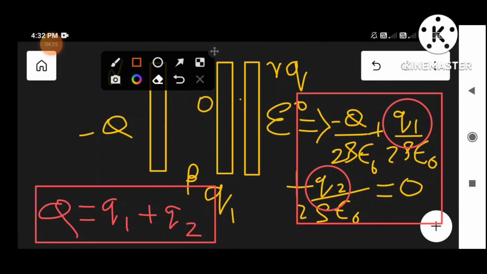Tell me, is this possible? This is not possible, right? Why are we getting this? Because we have assumed that both q1 and q2 are like charges. Both of them are negative or both of them are positive. This is why we are getting this expression. The math tells us that. But don't you think something is wrong?